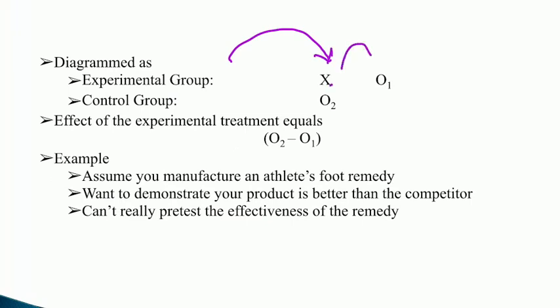After introducing the treatment, we have the observations, and then in the control group we have observations, and the difference is O2 minus O1. For an example, say we are making a remedy, or manufacturing something. You want to see that your product is better than the competitor. So you may have two groups to assess that, and in that you cannot assess the effectiveness of the remedy. The pre-testing cannot be done.